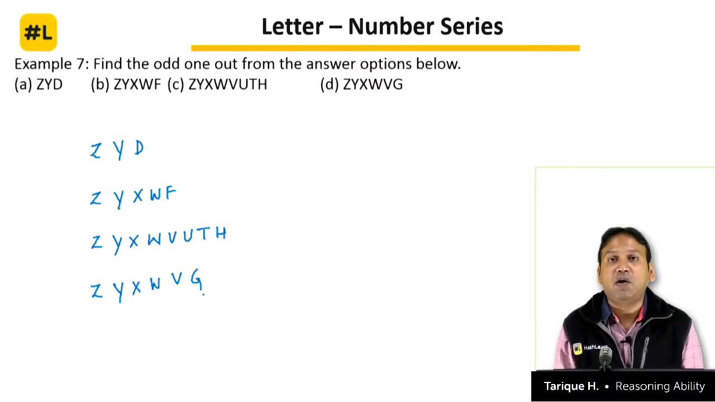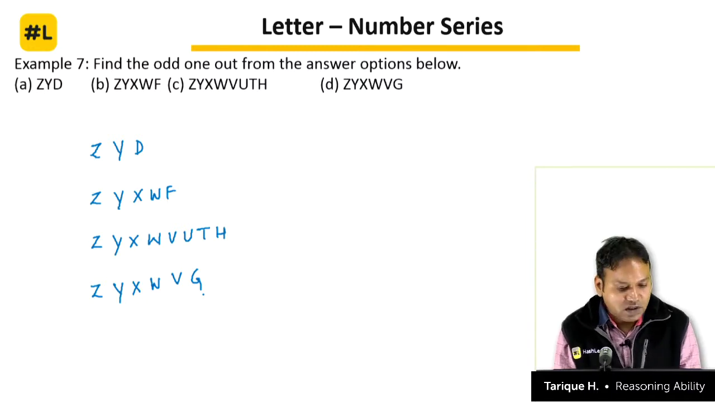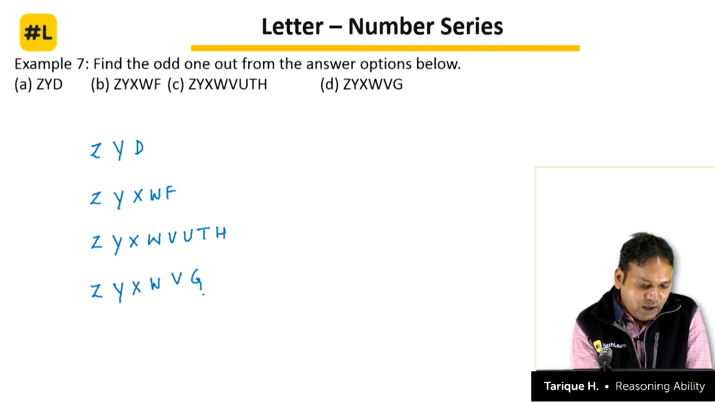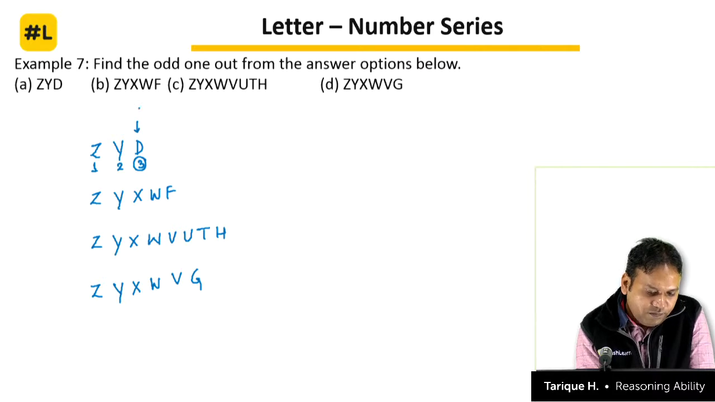Now, we can see clearly that these are all consecutive letters from the left hand side. That means, when we start from Z, what comes after Z? Y, then X, then W, then V, then U, then T. These are all consecutive letters from the left end of the English alphabet starting from Z. So, how do we solve? Which is the odd one out here? Let us do one thing. See, Z is the first letter from the left, Y is the second letter from the left. So, third letter from the left should come here, but instead what is coming is the fourth letter from the left hand.